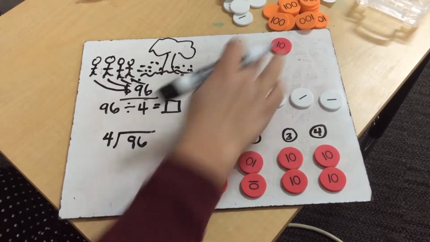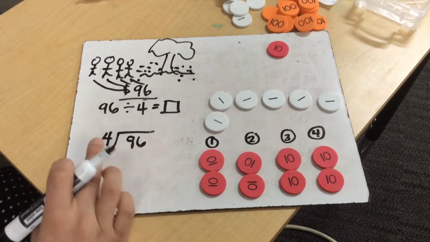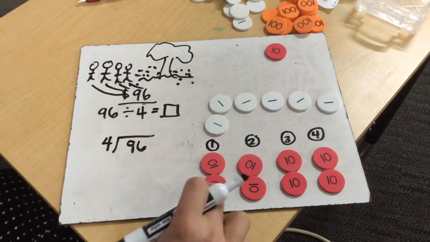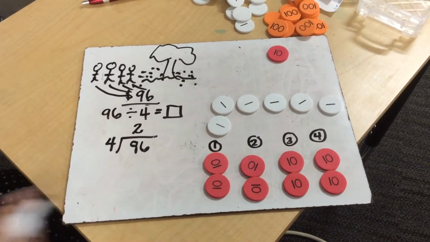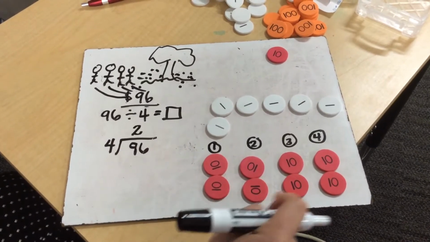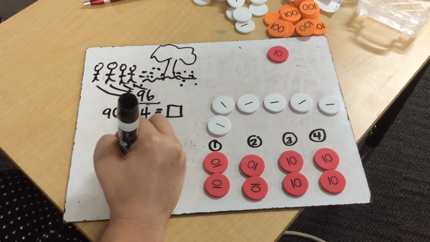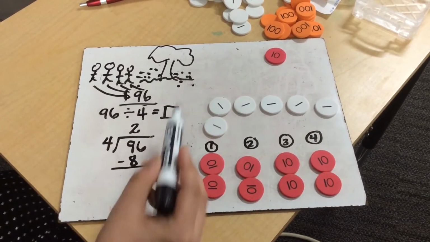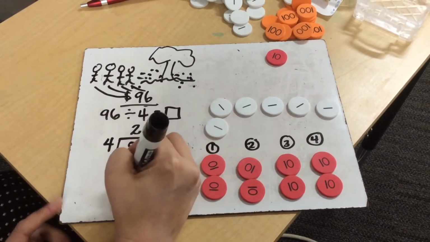That's right. But before we get to this 10, I'm going to say, well, we divided these 9 10s into 4 separate groups. And when we divided them into 4 groups, how many 10s were in each group? 2 10s. 2. So I'm going to write that up there. And that took care of 2, 4, 6, 8 10s. So 2 times 4 is 8. I'm going to write the 8 underneath there. And I know that since I started out with 9 10s and I used 8 of them, I'm going to subtract to show that I have 1 10 left.